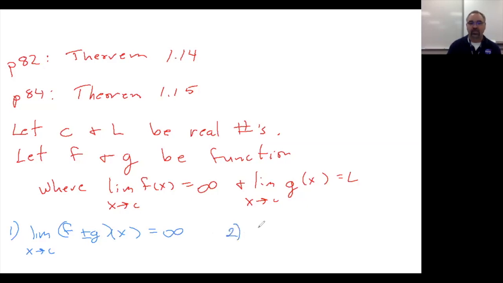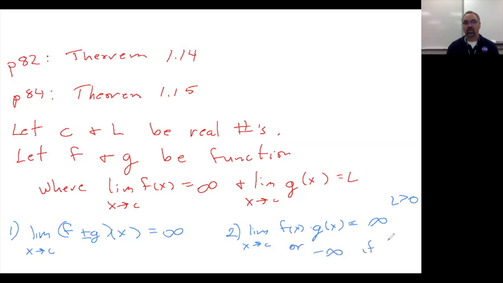And then two, the limit as x approaches c of f of x times g of x is positive infinity if L is positive, or negative infinity if L is negative. So when you multiply, obviously infinity times a scalar is still infinitely large.